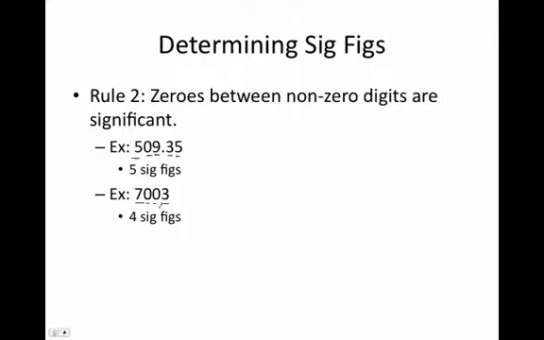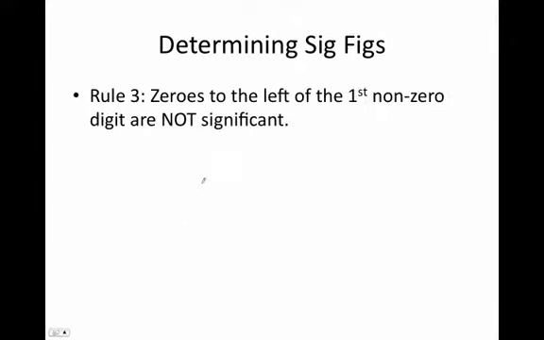Rule number 3. Zeros to the left of the first non-zero digit are not significant. It's very important. They are not significant. That's to the left of the first non-zero. So for example, 0.0013. Well, our first non-zero is right here. These 3 zeros are to the left of that first non-zero. That makes these not significant. So our only significant digits are the 1 and the 3, giving me 2 sig figs.